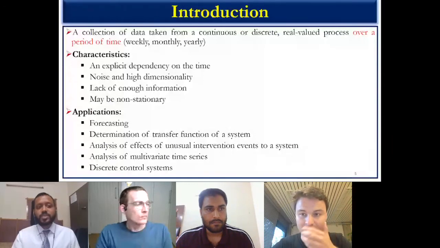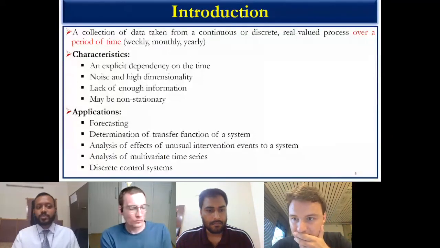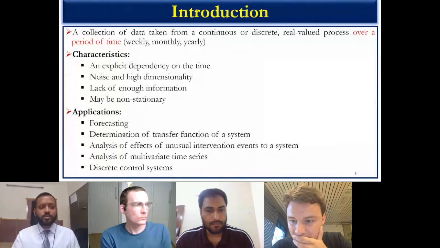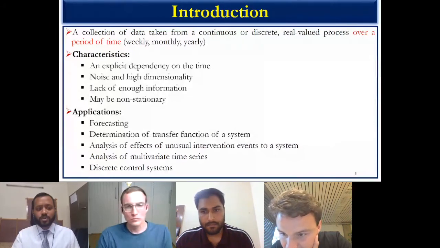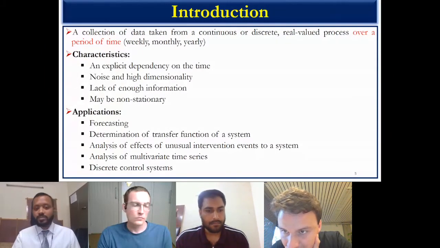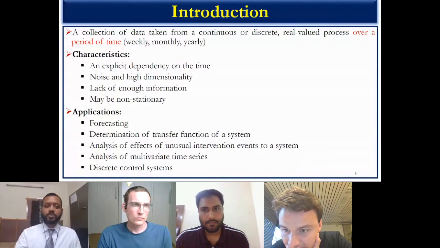And the time series has several applications in research areas, for example, forecasting and nowcasting, obviously, determination of the transfer function of a system, analysis of effects of unusual intervention events to a system, analysis of multivariate time series, and discrete control systems.